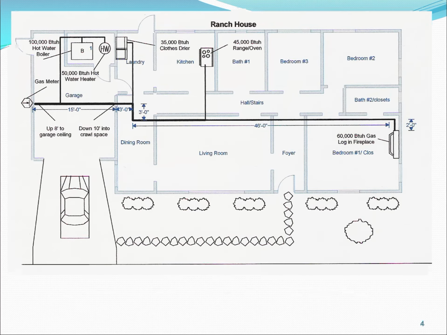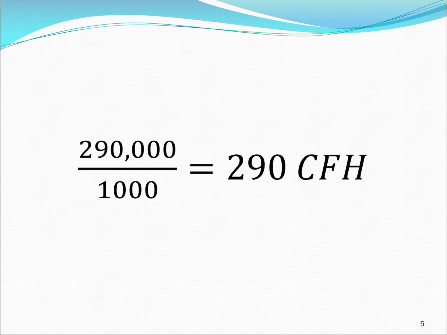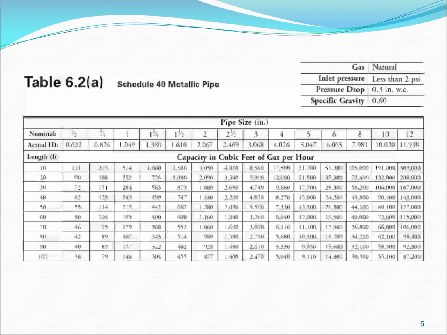So let's proceed. If we start looking at our BTUs of the appliances, we've got 100,000, we've got 50,000 for the water heater, we've got 35,000 for the clothes dryer, 45,000 for the range and oven, another 60,000 for that gas log in that fireplace. So the total of that is 290,000 BTUs. If you remember from any of my earlier discussions, we've got 290,000 BTUs, which is all the appliances that I've added up. I'll divide that by my 1,000. It comes up to 290 cubic feet of gas per hour that I need to move through that system.